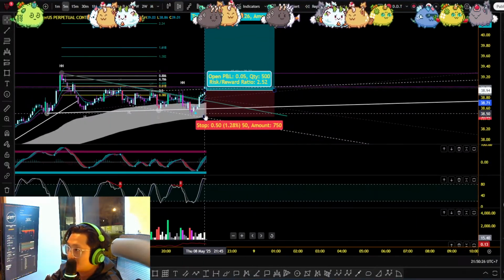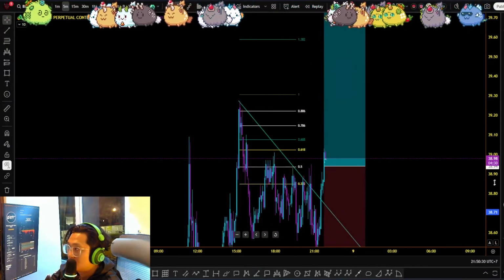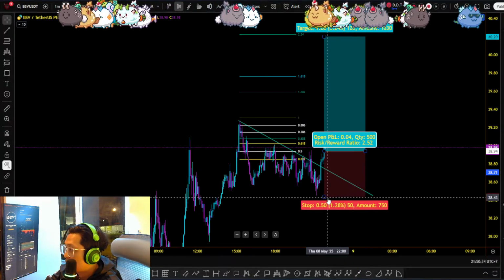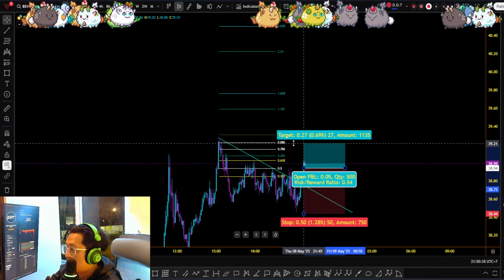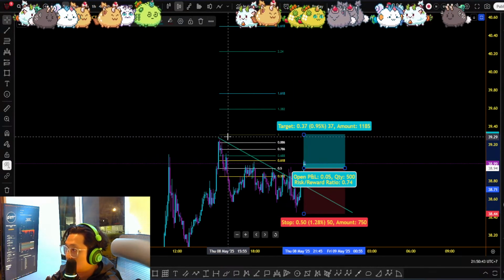Okay, the stop loss is around 3844. We're going to do scalping, and we're going to target TB1 in here. We're going to close some in here.